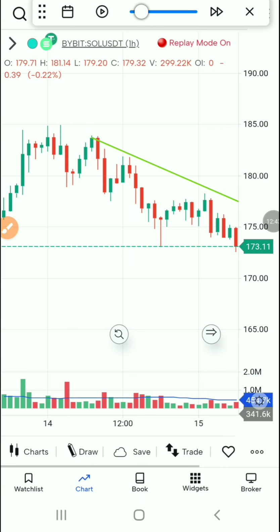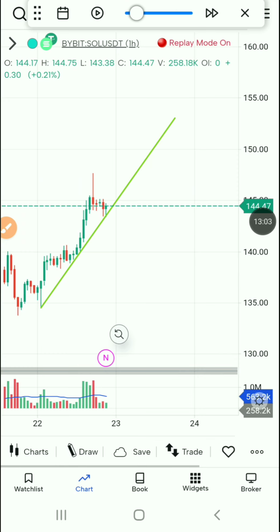Now we are going to talk about the two most commonly used trendline trading strategies, which are the bounce trading strategy and the breakout trading strategy. So guys, let's begin with the trendline bounce strategy. As the name implies, the trendline bounce strategy means that the price bounces back from the trend line, in the direction it was going after it touches the trend line.